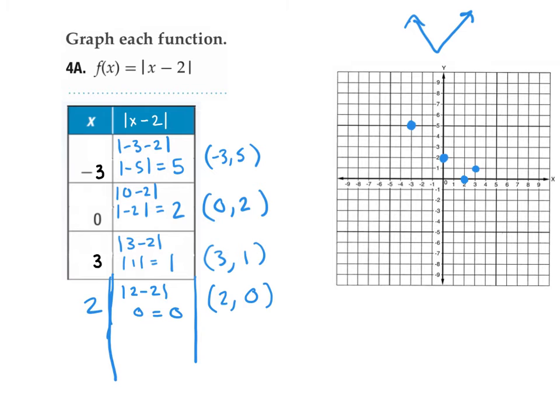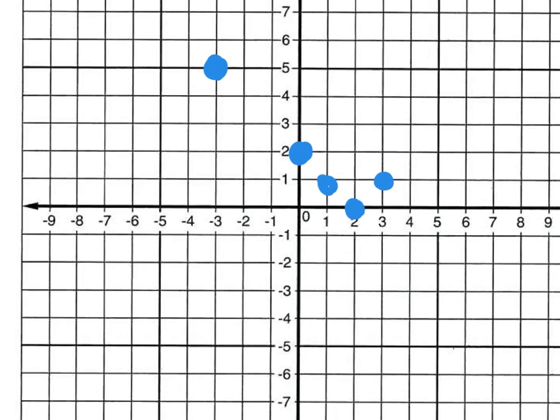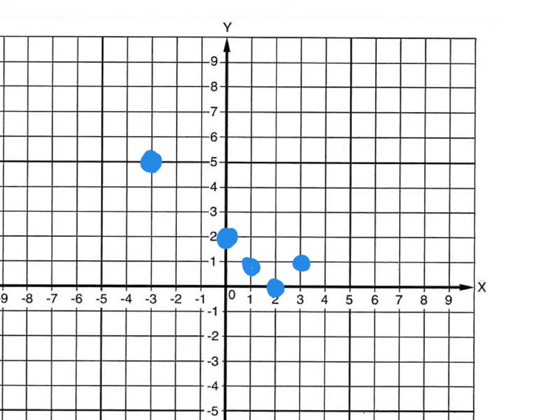What's another number we can plug in? 1. So we have 1 minus 2. What's 1 minus 2? Negative 1. What's the absolute value of negative 1? 1. So our point here is 1, 1. So we're going to go to the right 1 and go up 1. Once we have some type of symmetry going on here, so we see that this point is our very bottom, we can go ahead and connect our dots.